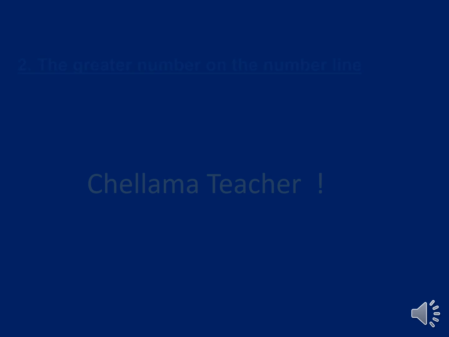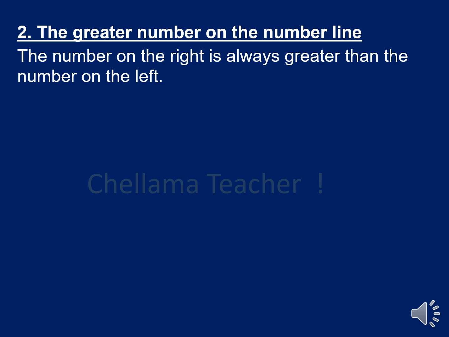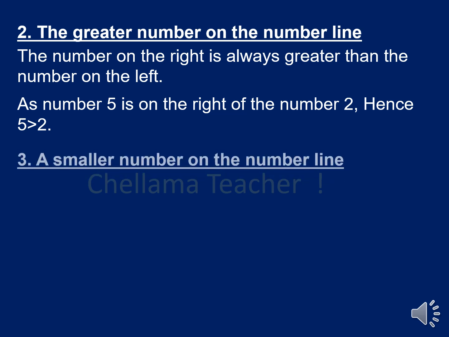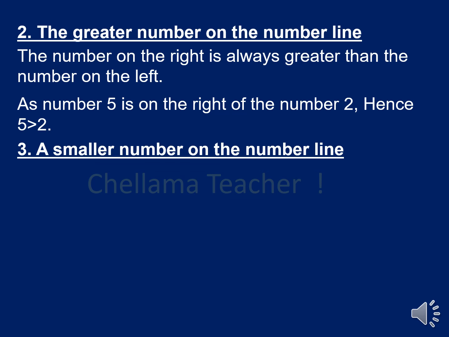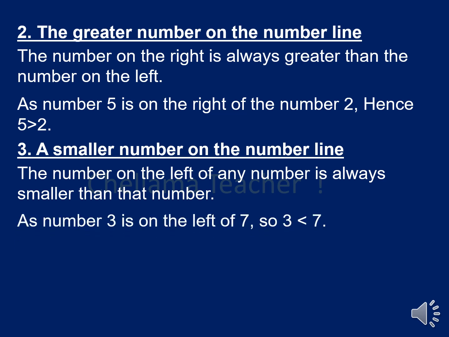Number 2, the greater number on the number line. The number on the right is always greater than the number on the left. Let us take number 5, which is on the right of number 2. So, 5 is always greater than 2. The third point, the smaller number on the number line. The number on the left of any number is always smaller than that number. For example, let us consider 3. 3 is on the left of 7. So, 3 is always less than 7.